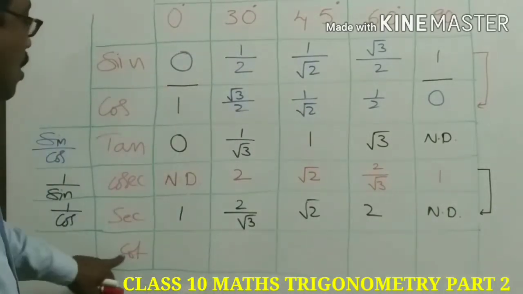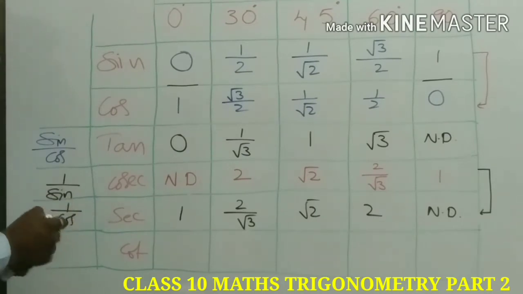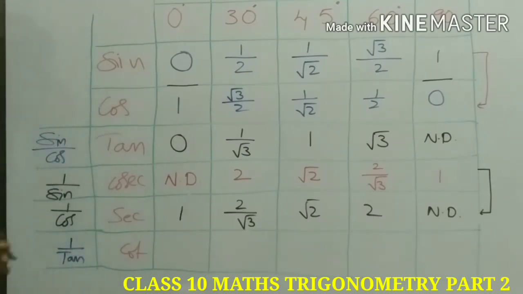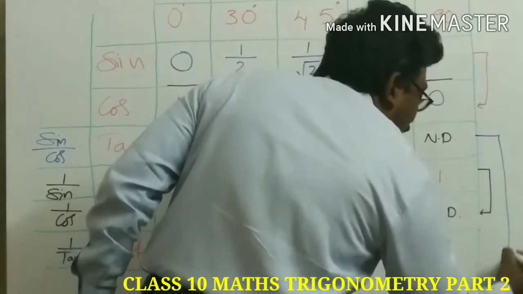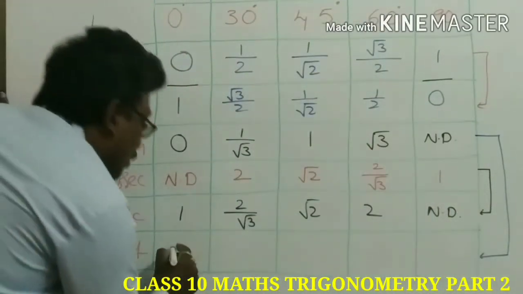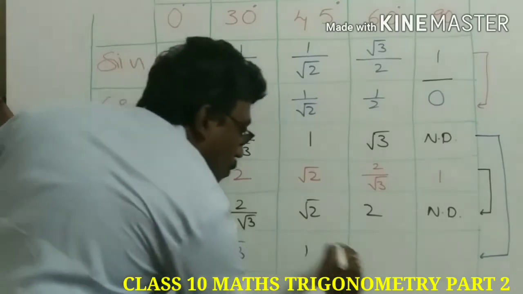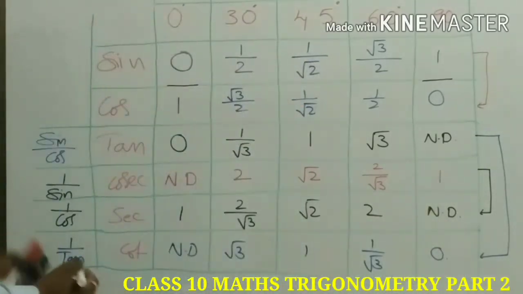Now cot values. Cot values are reciprocal of tan values. So if you write the reciprocal of tan, or just write it behind, that is okay. So that is nothing but not defined, root 3, 1, 1 by root 3, and it is 0.